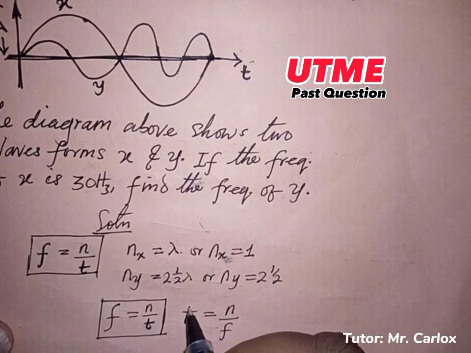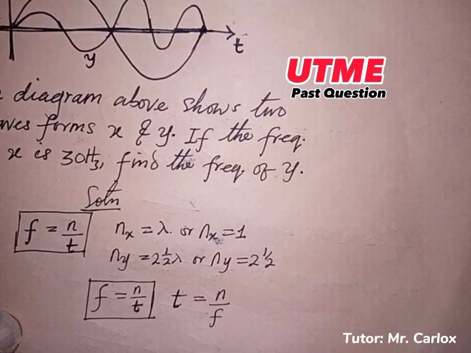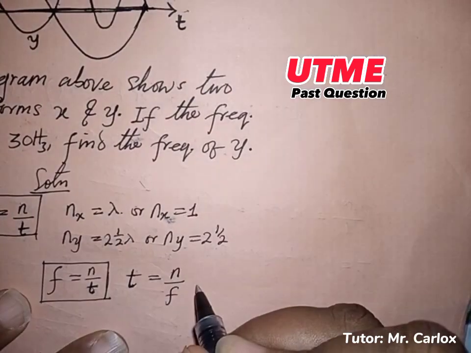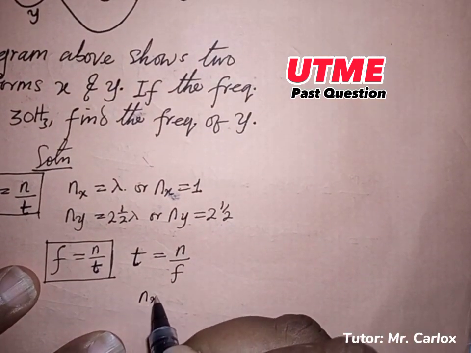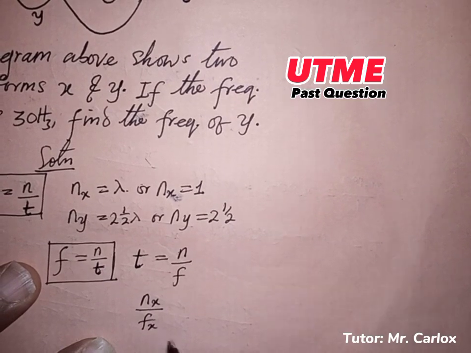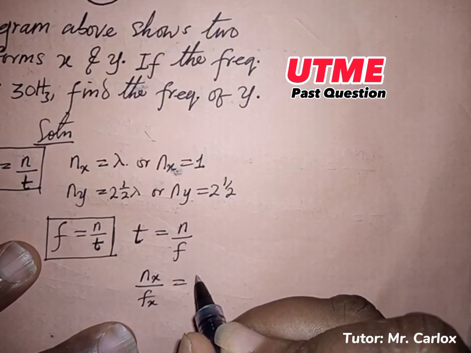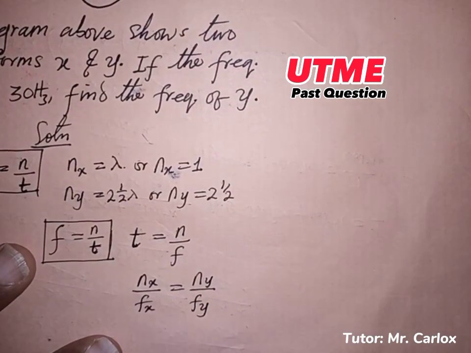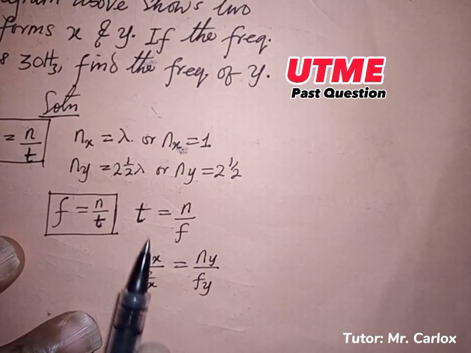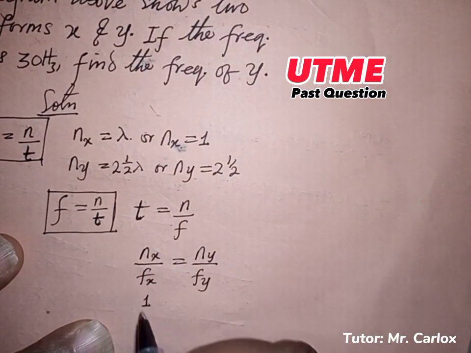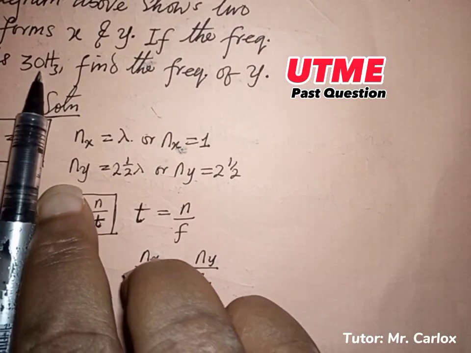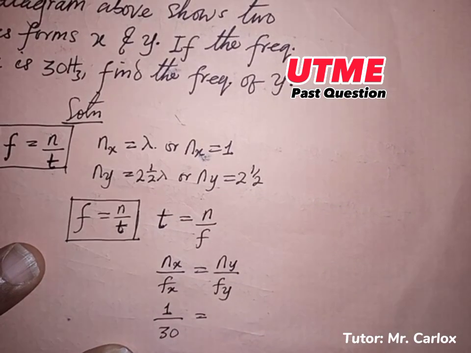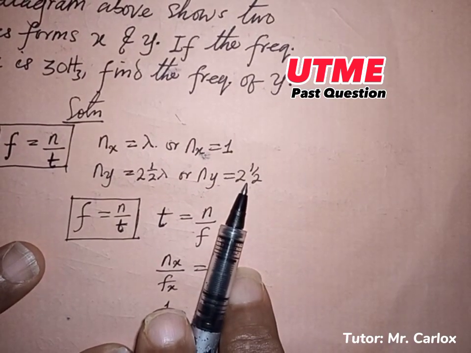Because we have the same time of travel, we are going to have two cases in terms of variation. The first one will be N of x over f of x is equal to N of y over f of y. Now N of x is 1, f of x is 30 Hz, and N of y is 2.5.